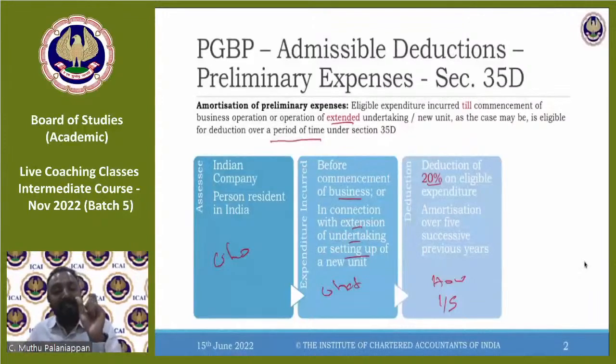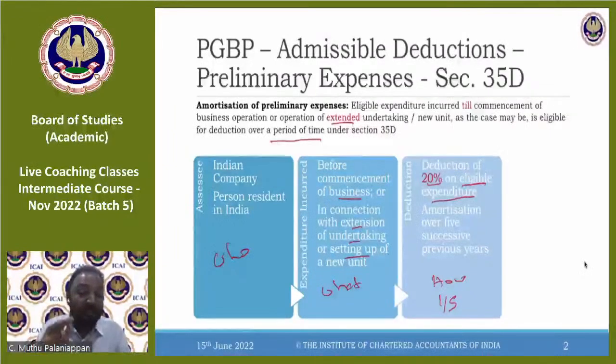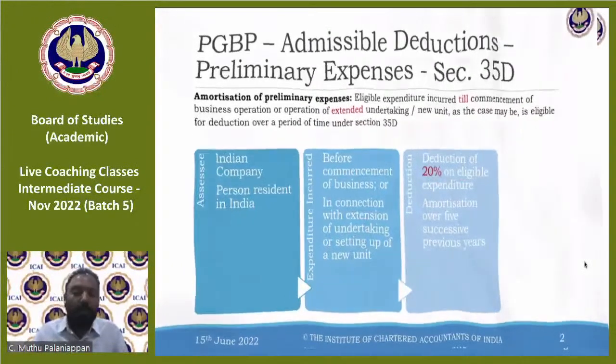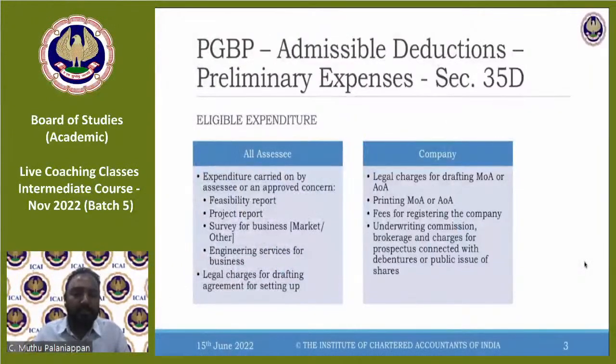Now, we are seeing a new word called eligible expenditure. It doesn't say 20% on expenditure. It says 20% on eligible expenditure. So we must know what exactly is eligible expenditure. We are going to understand what exactly is 20% of eligible expenditure. So what is called eligible expenditure? It is classified into what is common for all assessees and what is specifically for companies.